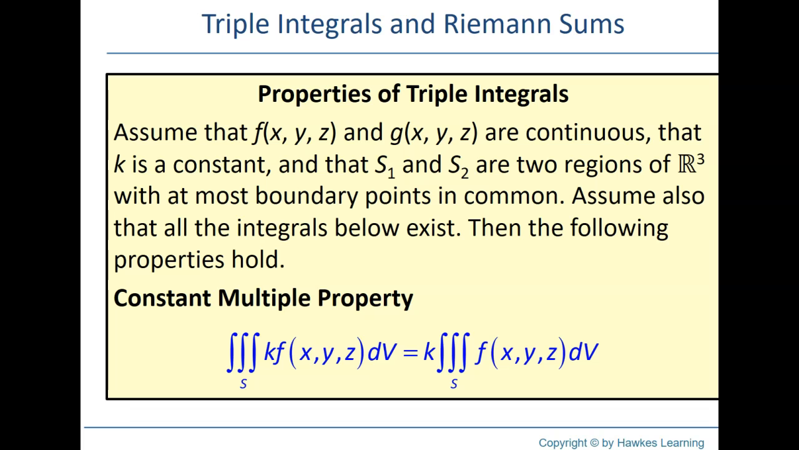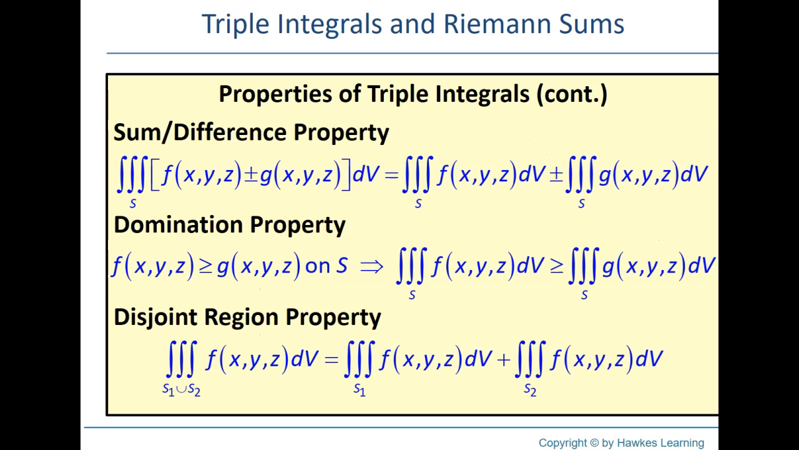Alright, triple integrals have all the properties of double integrals. Meaning, if we multiply the function by a constant, we multiply the hypervolume by a constant. We get the same thing. And the sum and difference property that we've seen, all that stuff breaks apart.